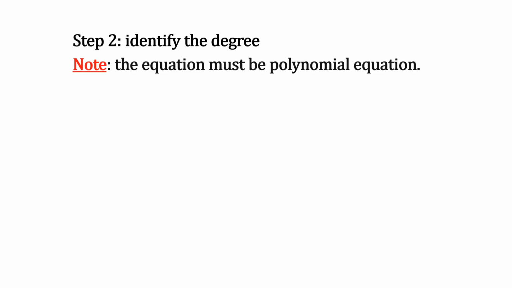Step two, we need to identify the degree. The equation must be a polynomial equation. Take note: if you want to find the order, you don't need to consider whether the equation is polynomial or not. That one doesn't concern you. But if you are finding the degree, you need to ensure first that the equation is a polynomial equation.